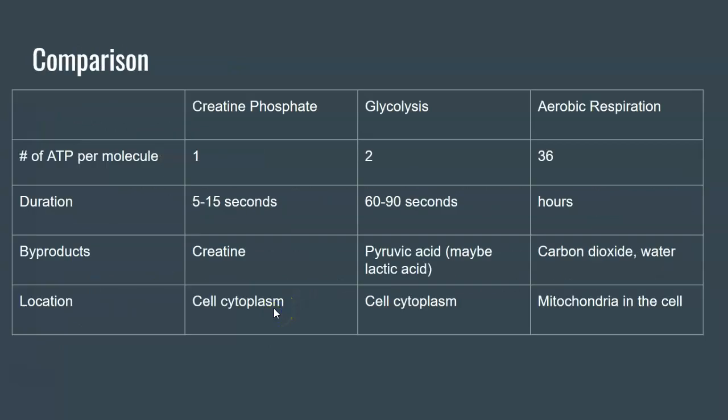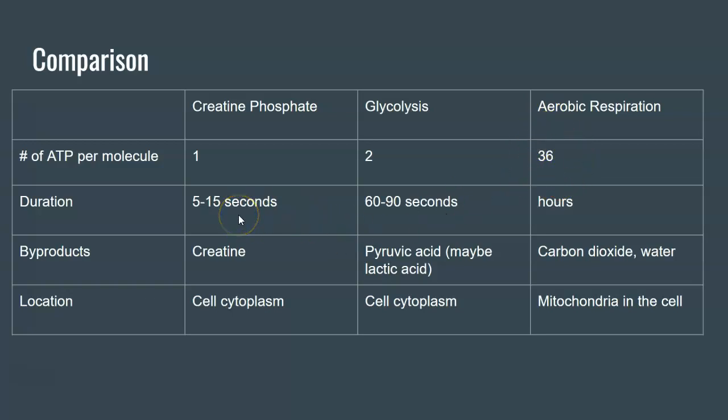All right, so a quick chart to make a comparison. You have each pathway, and I show you here how many ATPs you get per molecule. So for every creatine phosphate, you get one ATP. For every glucose in glycolysis, you get two ATPs. And for every glucose or fatty acid or whatever, you get 36 ATPs. So this one is the most efficient.